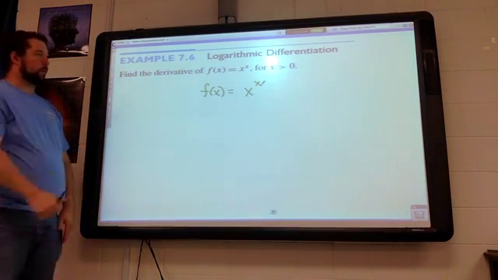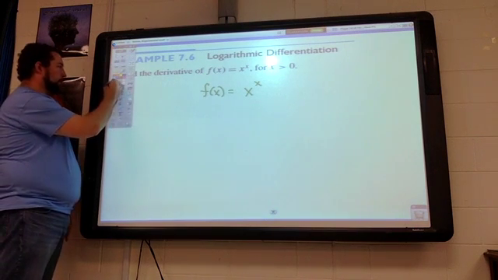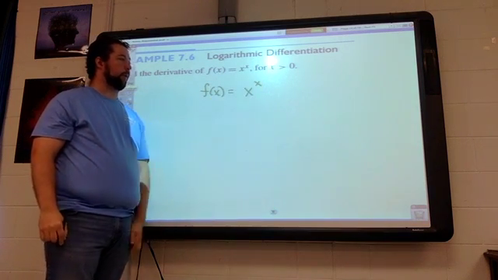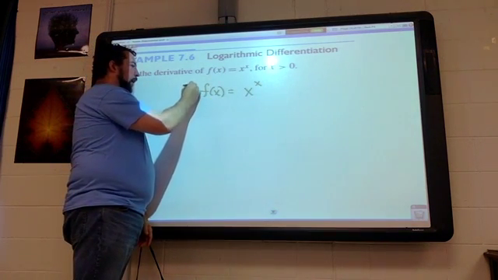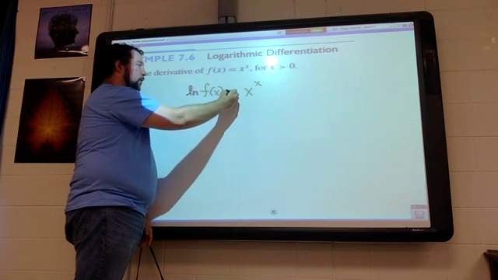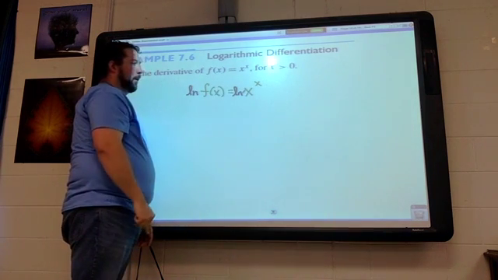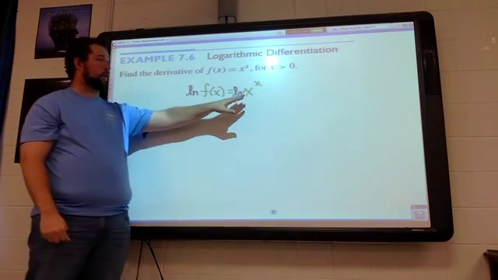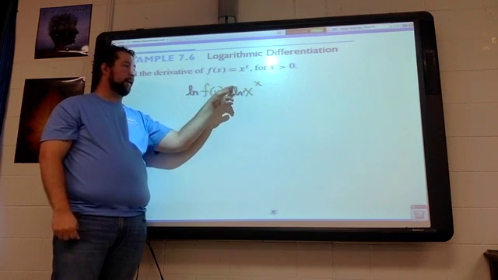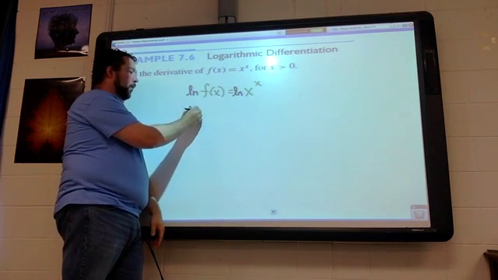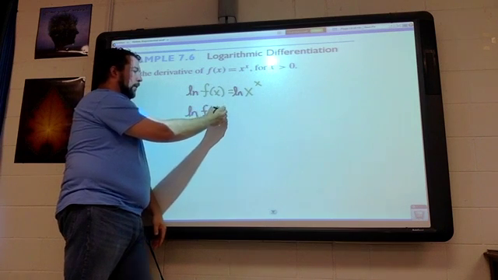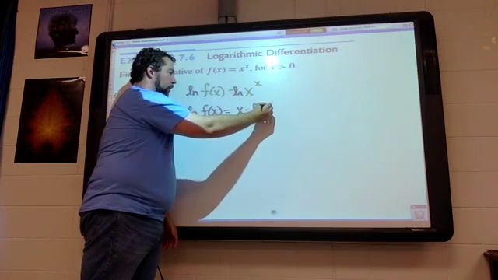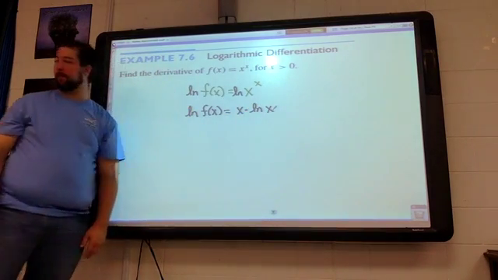If you remember this from AMP, Advanced Math Plus, when we solve equations like this, if we want to get the x out of the exponent, we can put a log in front of both sides. So I'm going to take the natural log of f of x is equal to the natural log of x to the x power. Why that helps is the logarithm rules tell me I can bring the x out front. So this turns into the natural log of f of x is equal to x times the natural log of x. I've gotten rid of the power.